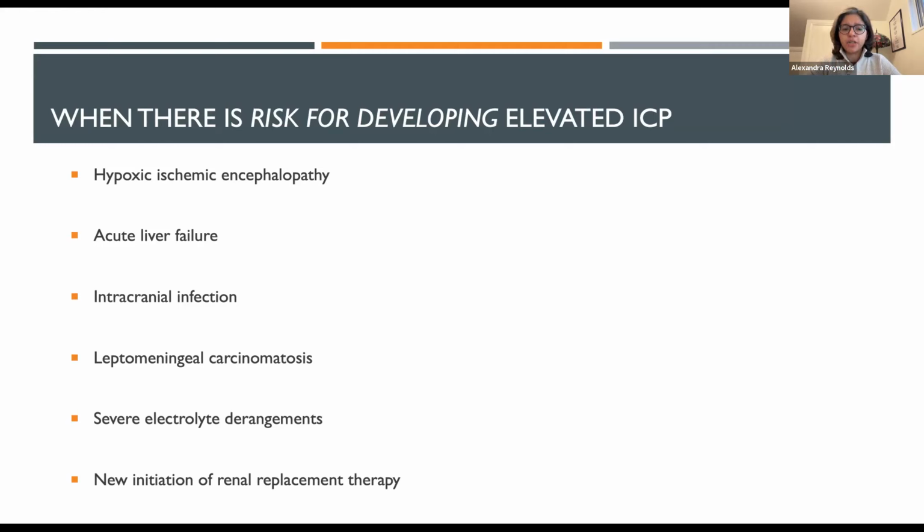Oftentimes for patients in particular who have severe uremia or severe hyperammonemia, the urea and the ammonia can cross into neurons. And so when you initiate renal replacement therapy and you're clearing the blood of urea and ammonia, what ends up happening is the brain is actually hyperosmolar for a brief period of time, and fluid actually goes into the brain. And so you can actually induce herniation in a patient with severe metabolic derangements about 20 to 30 minutes after initiating renal replacement therapy. And I'll show you an example later on.